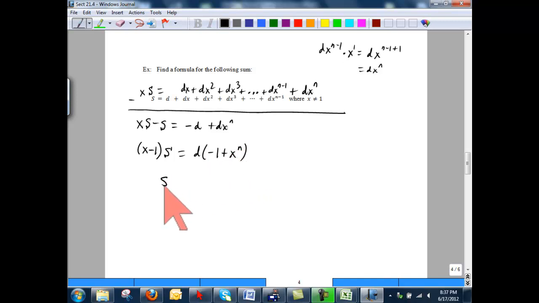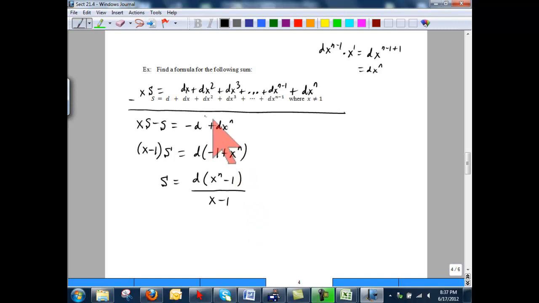And finally, let's solve for s by dividing both sides by x minus 1, and I get d times, I'm going to change the order of the terms and write this as x to the n minus 1. It's the same thing, and divided by x minus 1. So the algebra may look a little complicated, but it's actually not bad, and it's actually very clever.